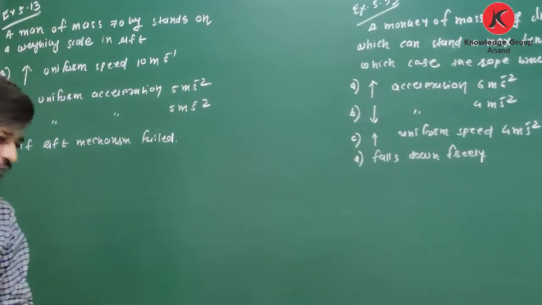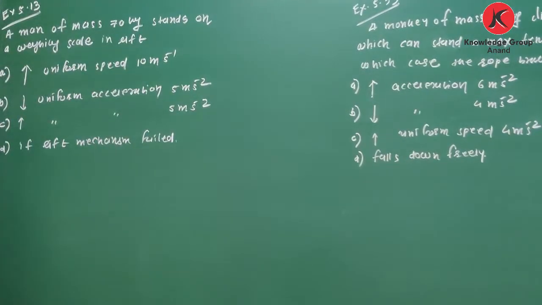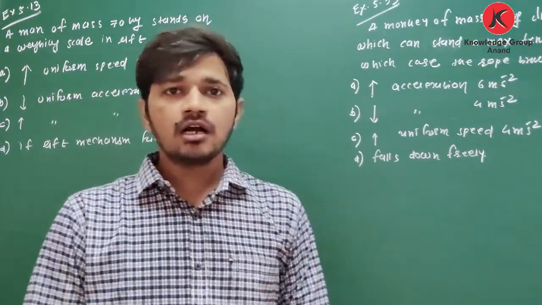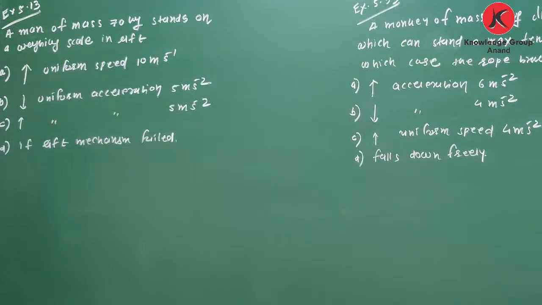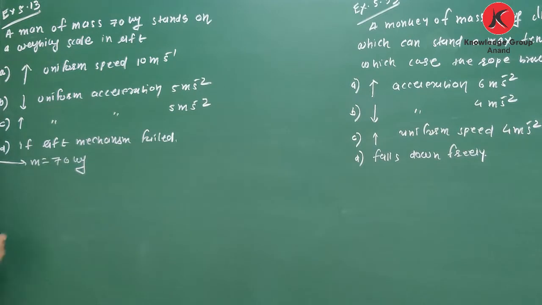Now next question, which is based on inertial and non-inertial frame of reference. Say students, a man of mass 70 kg stands on a weighing scale in a lift. We have already discussed this case. In a weighing scale, weight is equal to normal force. So M is equal to 70 kg.